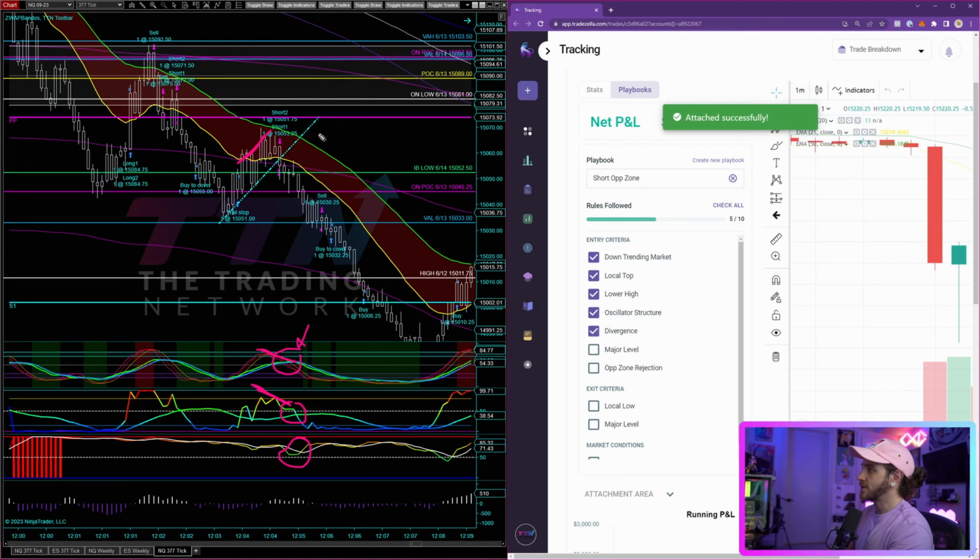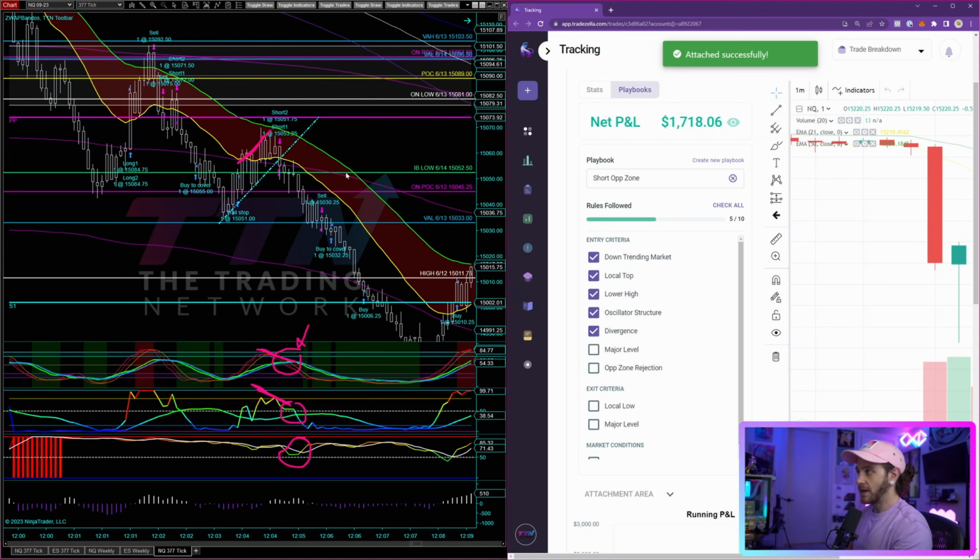Now, the next checkbox is going to be a major level. A major level, ideally a market profile level, VWAP deviation, or a Fibonacci pivot, is what I consider a major level. I never plot my own manual support and resistance lines. The market does it for me. The market profile does it for me, Fibonacci pivots do it for me, and VWAP deviations do it for me. So I keep things very simple in that regard.